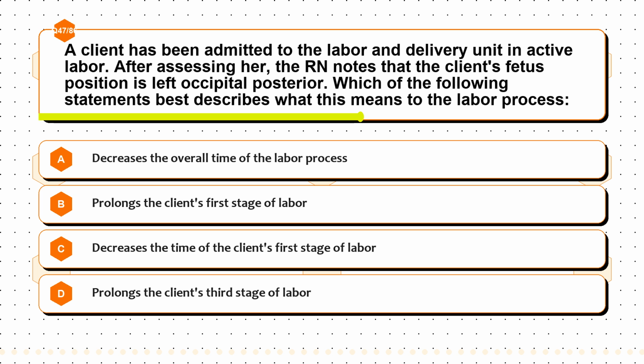Option A. Decreases the overall time of the labor process. Option B. Prolongs the client's first stage of labor. Option C. Decreases the time of the client's first stage of labor. Option D. Prolongs the client's third stage of labor.